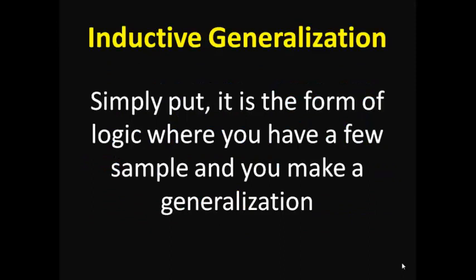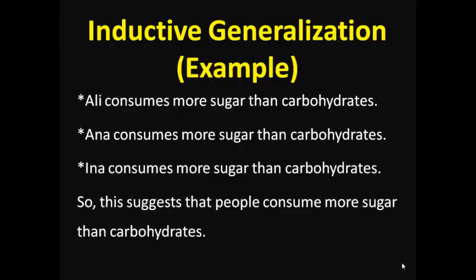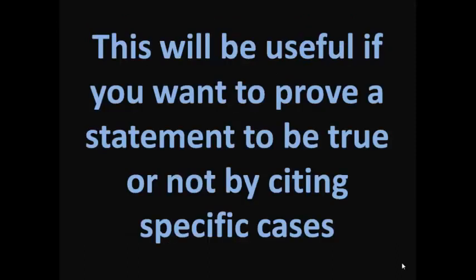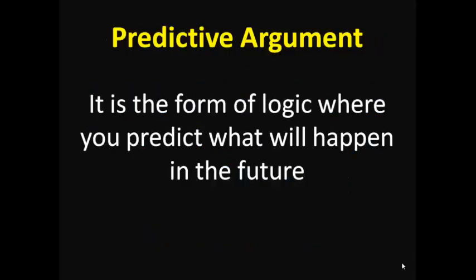Inductive generalization. To put it simply, it is a form of logic where you have a few samples and you make a generalization. For example, Ali consumes more sugar than carbohydrate. Anna consumes more sugar than carbohydrate. Ina consumes more sugar than carbohydrate. So this suggests that people consume more sugar than carbohydrate. As you can see here, this is an inductive generalization. From specific cases, you give a general conclusion. This will be useful if you want to prove a statement to be true or not by citing specific cases. Now the second one is predictive argument.